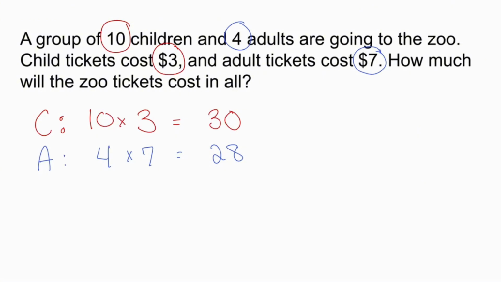Now to find out how much the whole thing costs, we add up the children's tickets costs and the adults' tickets costs. So let's add these guys up. 0 plus 8 is 8. 3 plus 2 is 5.